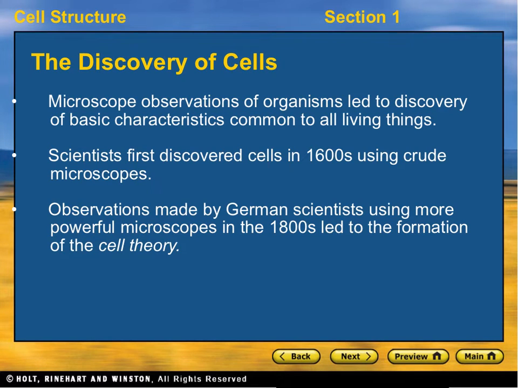And it wasn't until the 1800s, when microscopes had been refined a little bit more, that observations made by German scientists led to the formation of the cell theory. The cell theory has three parts, and it lays the foundations. These three parts are something that you will need to know.